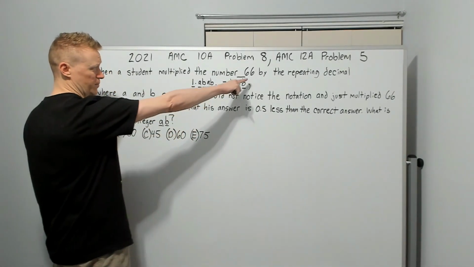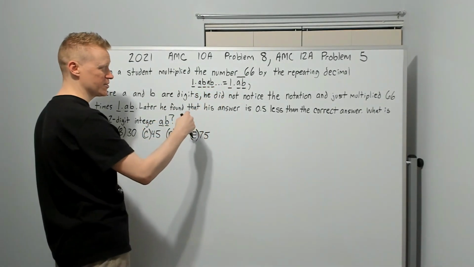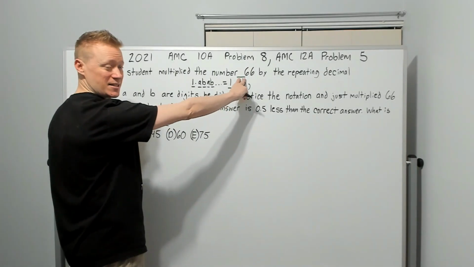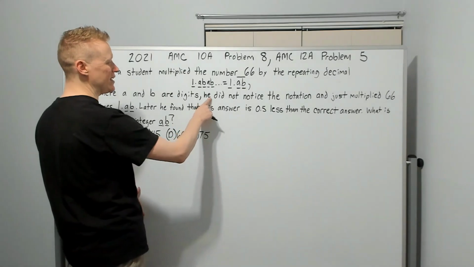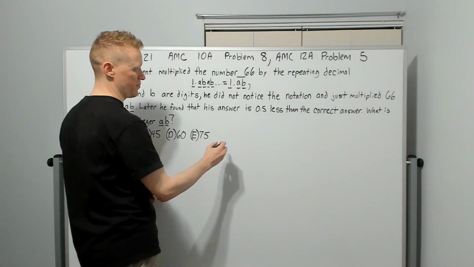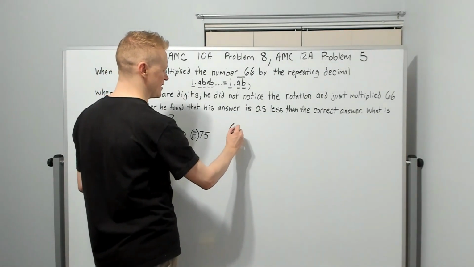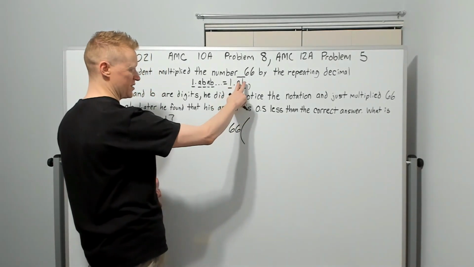So he multiplied 66 by this. It's AB, dot, dot, dot, meaning it keeps going forever. This is the repeated symbol, okay? Where A and B are digits, he did not notice the notation. So what was he supposed to do? He was supposed to do 66 times, it's going to be the 1 plus the repeated decimal.